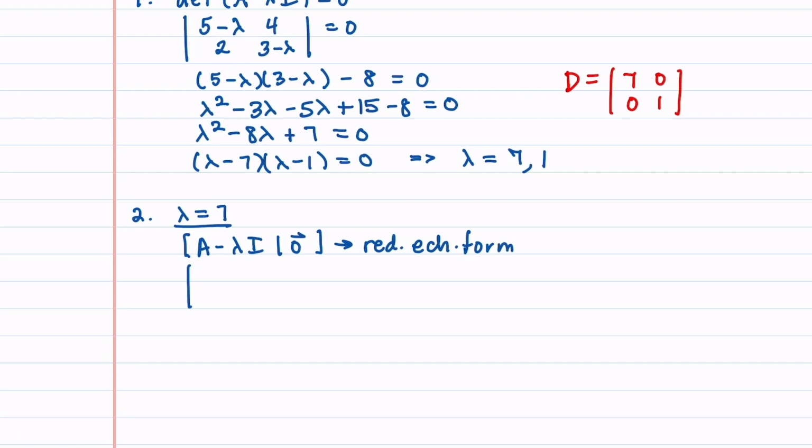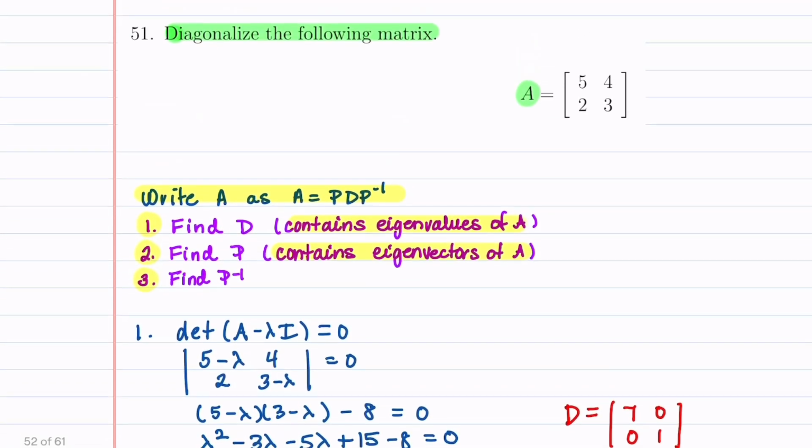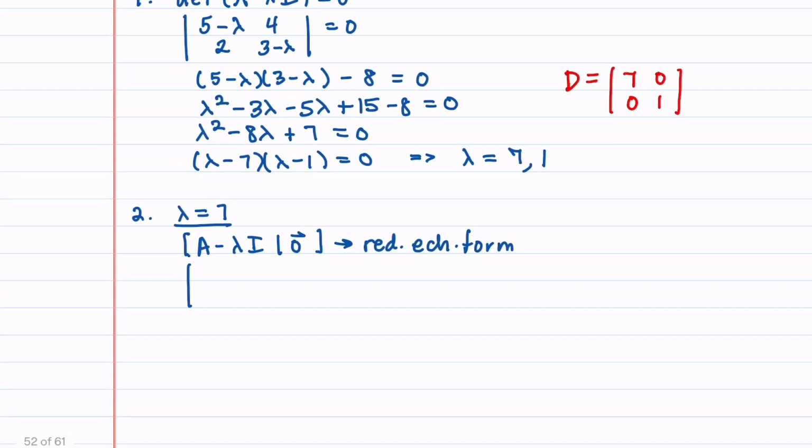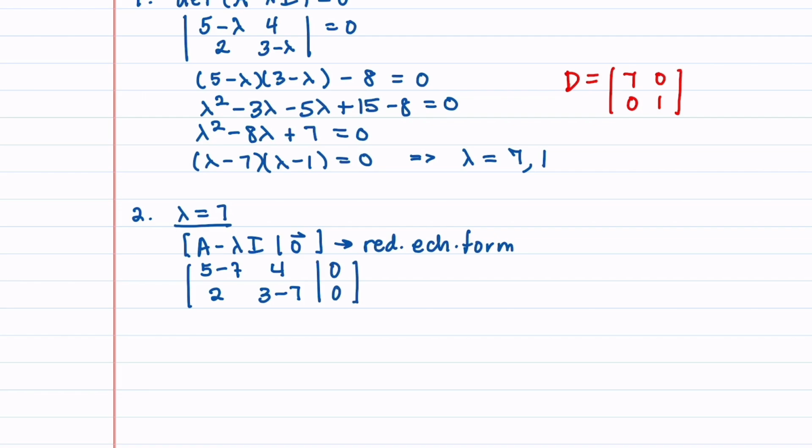So let's see, our matrix A, we're going to have to look back up. 5, 4, 2, 3. So we're going to have a 5 minus 7, a 4, a 2, and then a 3 minus 7. And we have zeros. Let's see what this is equal to. This is going to be a minus 2, a 4, a 2, and then a minus 4.